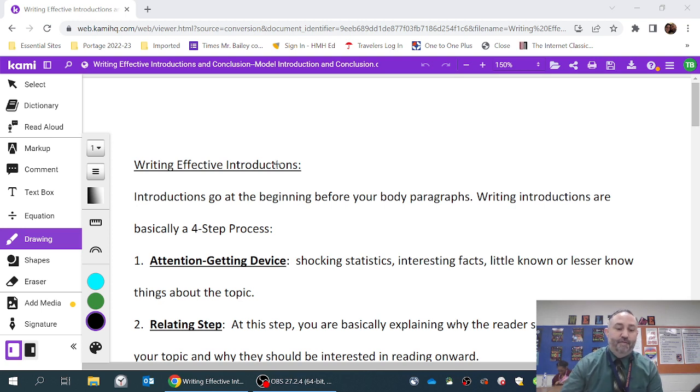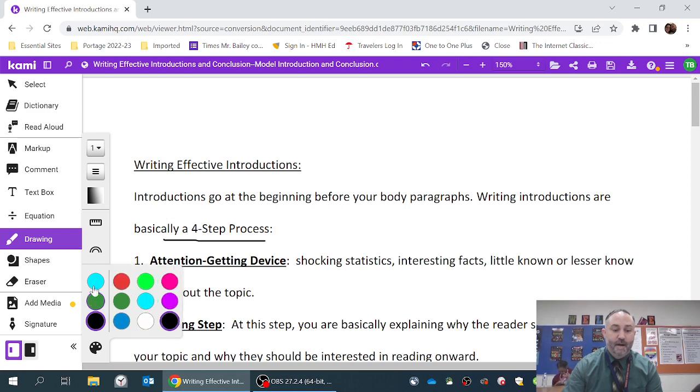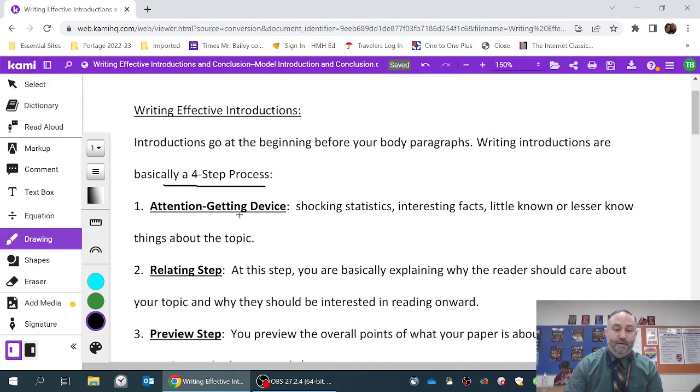So first things first, introductions basically are a 4-step process. And the first step is what is known as an attention-getting device. So you're essentially trying to get the reader's attention either through interesting facts, little-known or lesser-known things about the topic, shocking statistics and the like, or maybe even a quote by that person. So those are some options for getting people's attention when you start the essay.